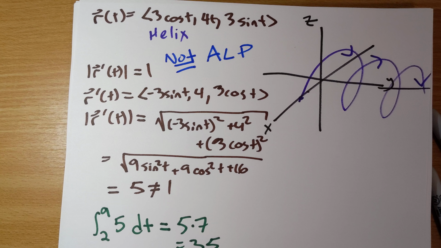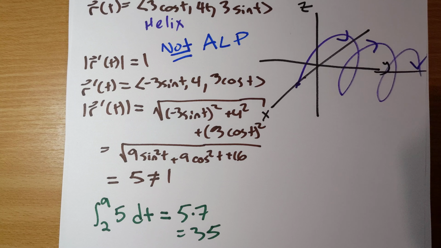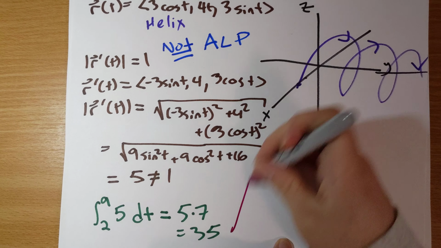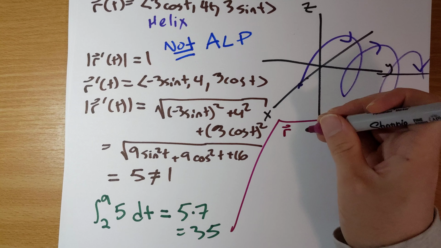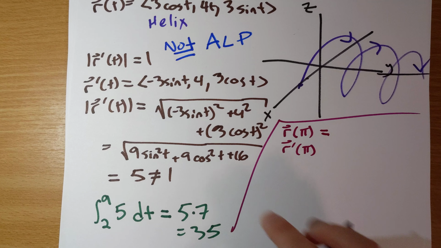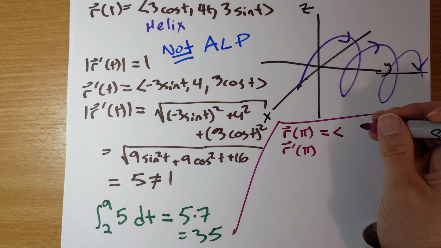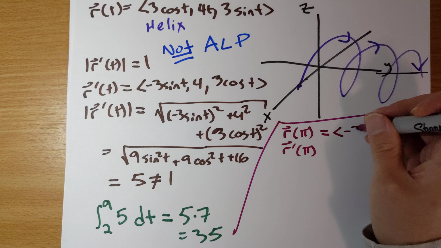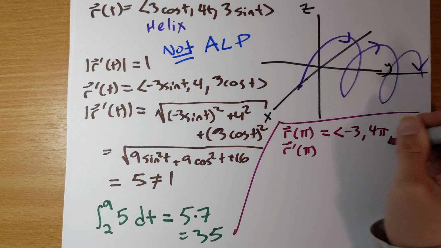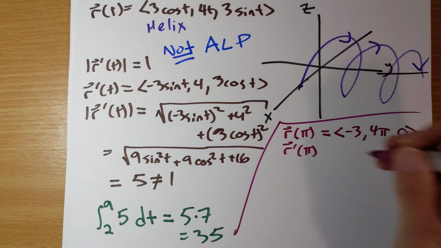And then finally, we're asked to find an equation for the tangent line to the graph of r of t at time t equals pi. So for that, we need r of pi and r prime of pi. r of pi is, plug in pi, 3 cosine pi is negative 1, so negative 3, 4 pi, and 3 times sine pi is 0.